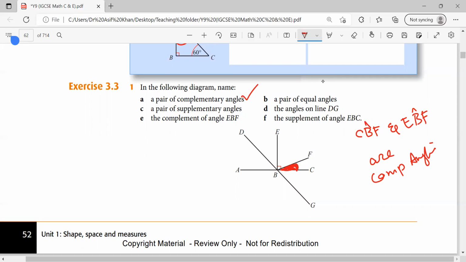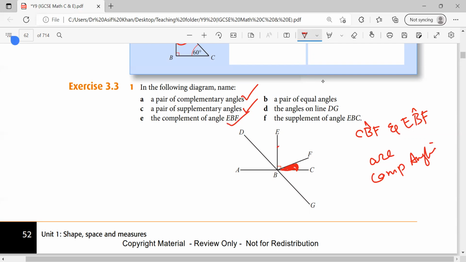Next one, you have to mention the supplementary angles. What are the supplementary angles? Which angles you will add up and this will equal 180 degrees. Next one says the complement. I will give you this as a task after explaining the complement of angle EBF.